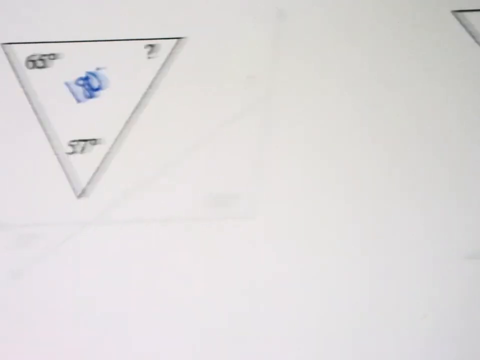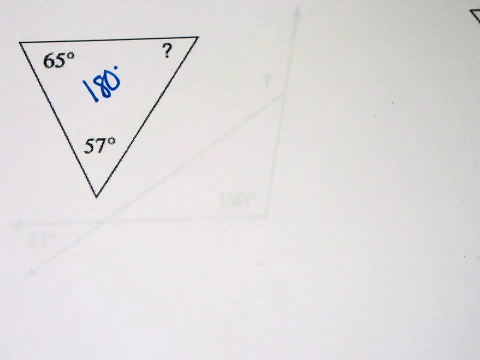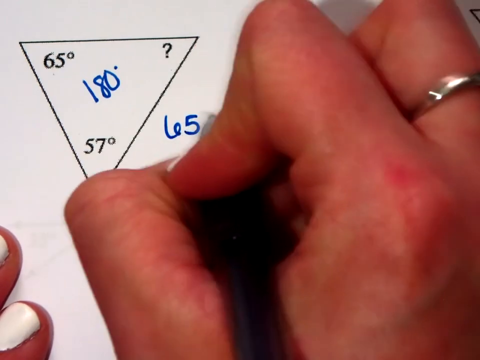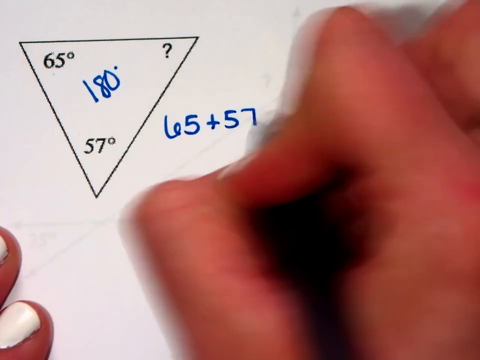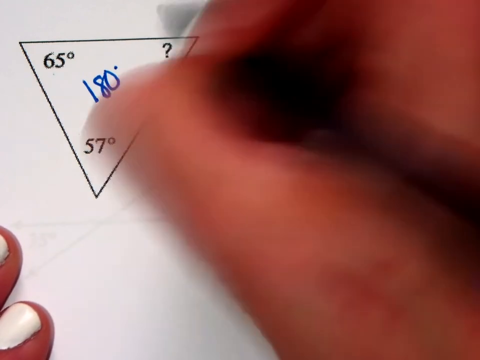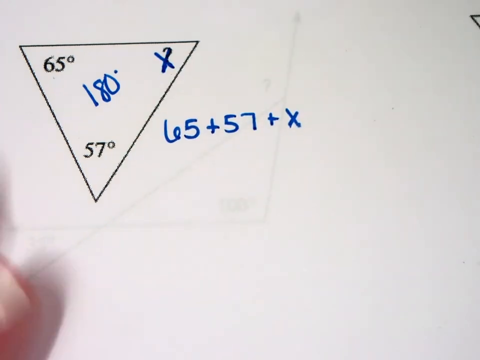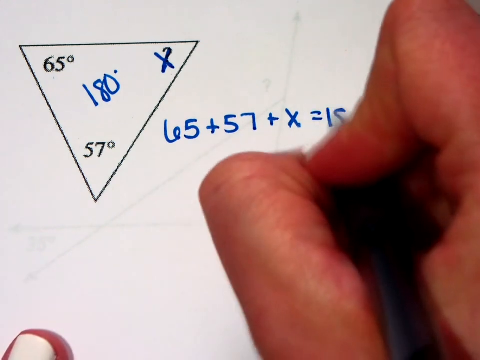Because the equation I'm going to create is just me adding all of my angles together. So I'm going to do 65 plus 57 plus question mark, and I'm going to change question mark into a more adult variable. We're going to use x, just because question mark's not really mathy. X is more high school level. And that's going to equal 180.